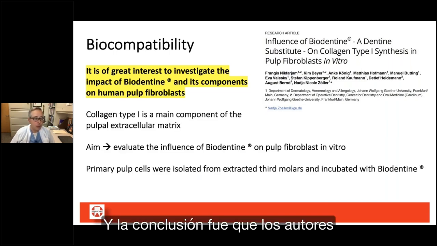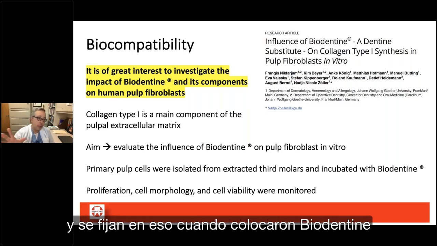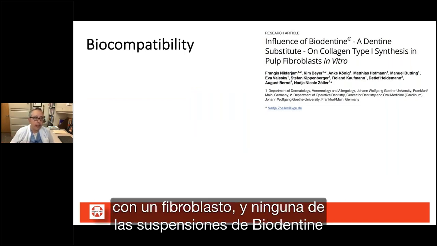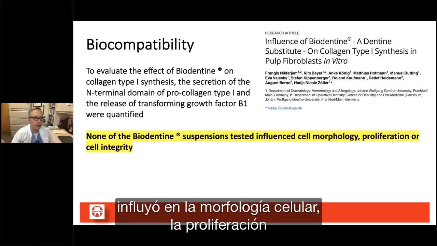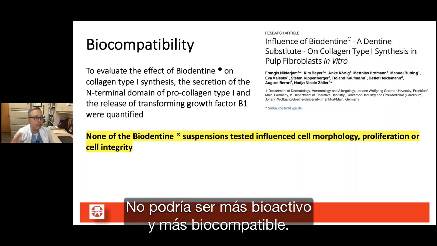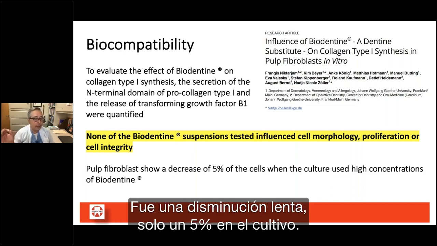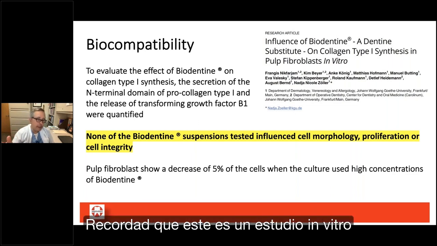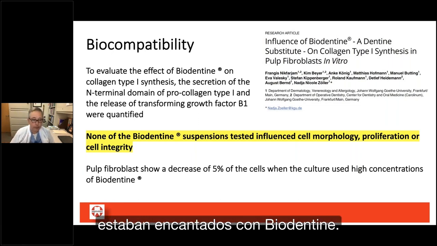The authors looked at proliferation, cell morphology, and cell viability when they placed Biodentine with the fibroblasts, and none of the Biodentine suspensions influenced the cell morphology, proliferation or cell integrity. That cannot be more bioactive and more biocompatible. Really, the fibroblasts survive without any problem. It was a slow decrease, only 5% in the culture. Remember, this is an in vitro study, but still an excellent result. 95% of the fibroblasts actually love Biodentine.